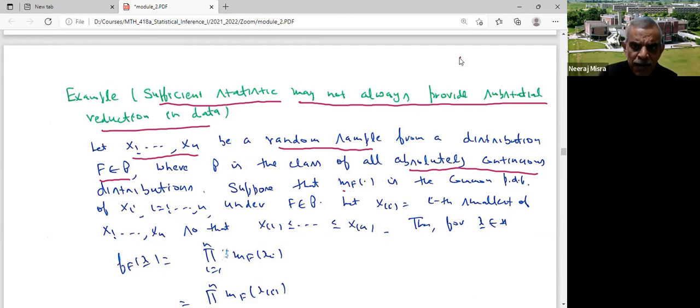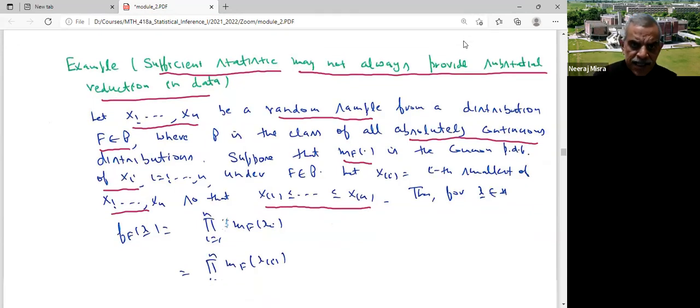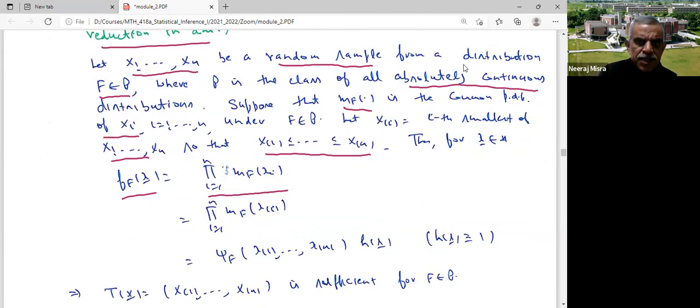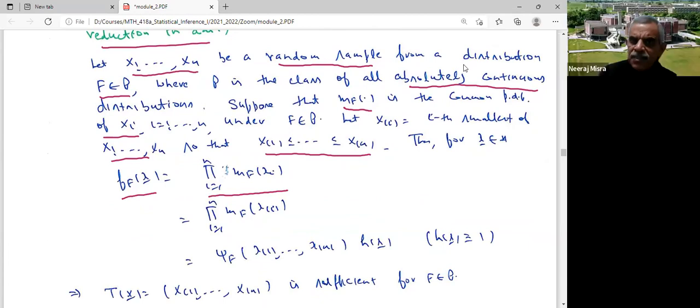Now suppose that f is the common PDF of x. Because it is a random sample, each of them would have the same PDF. Let x(i) be the ith smallest of x1, x2, ..., xn, so that x(1) is less than or equal to x(2) less than or equal to ... x(n) are the order statistics. Then the joint PDF of x1, x2, ..., xn is the same as the product of marginals, product i equal to 1 to n, each of them having the same PDF f, so f of xi.